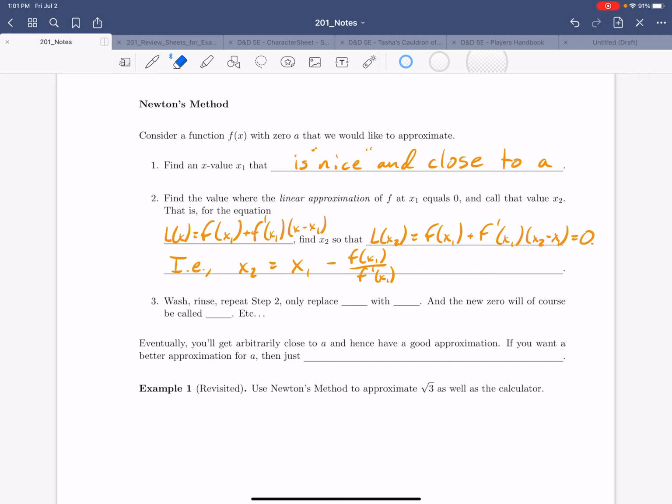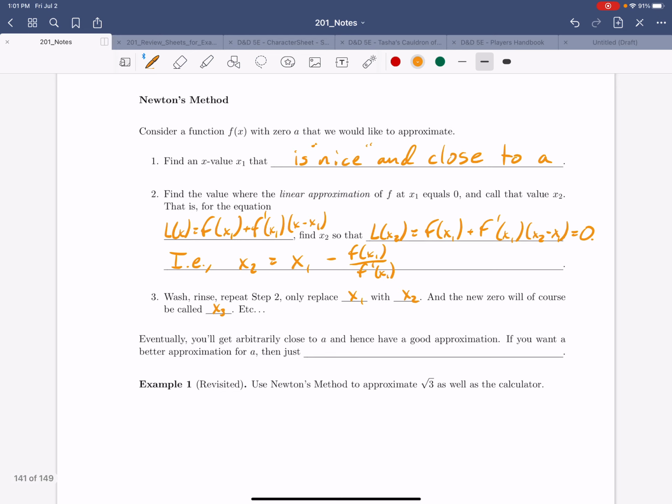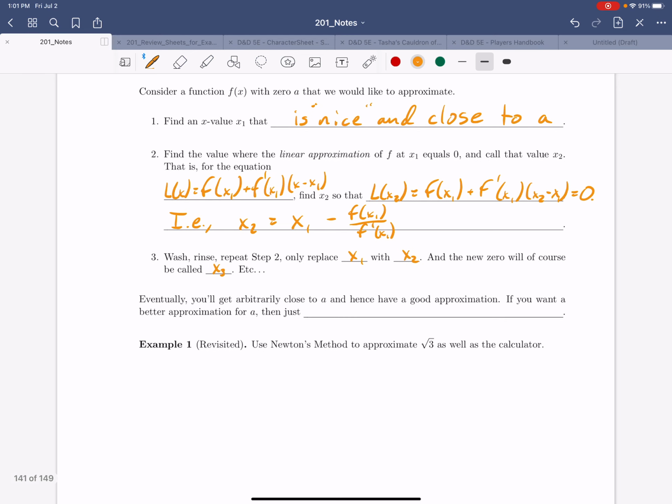Wash, rinse, and repeat, right? You just keep doing this. And then, of course, you replace x1 with x2, and the new x2 will be replaced with x3. And then you do the same thing, replace x2 with x3, x3 with x4, and you just keep doing this until you get as close as you want. You want a better approximation? Just keep iterating Newton's method.